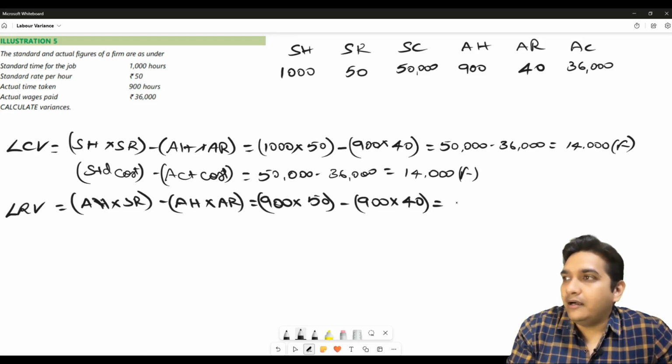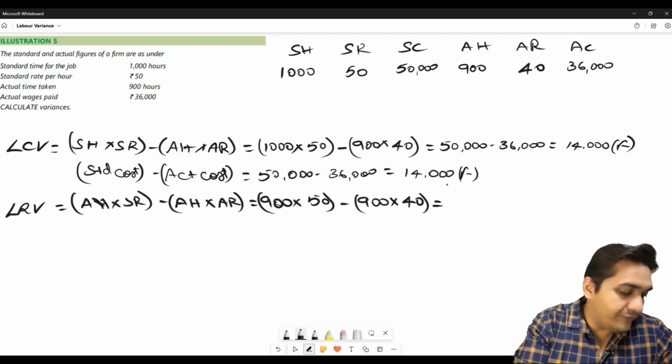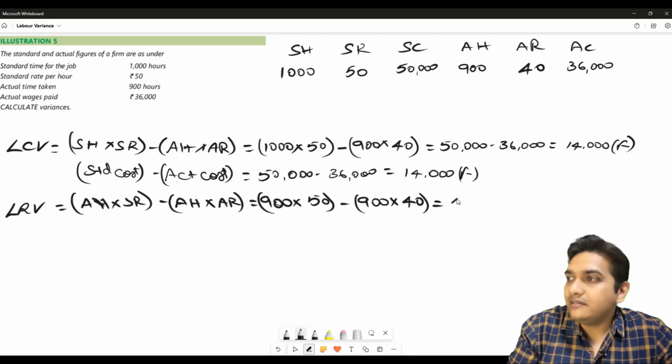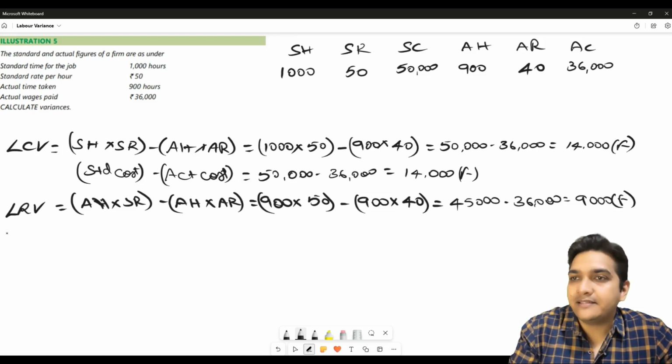So, how much will this be? 900 into 50 would be 45,000, minus 36,000, which is equal to 9,000. Favorable. Next, can we calculate labor efficiency variance?